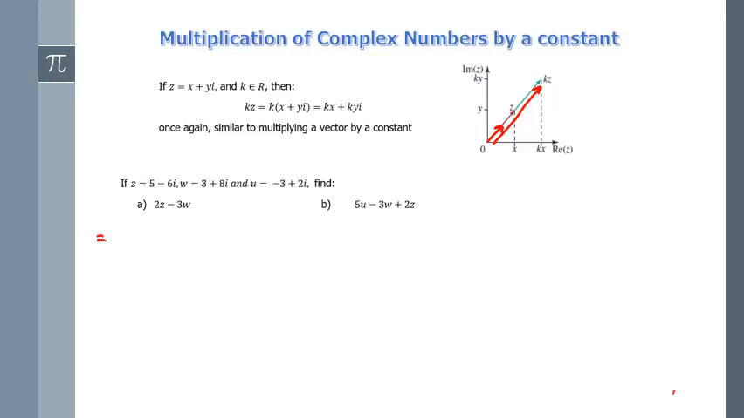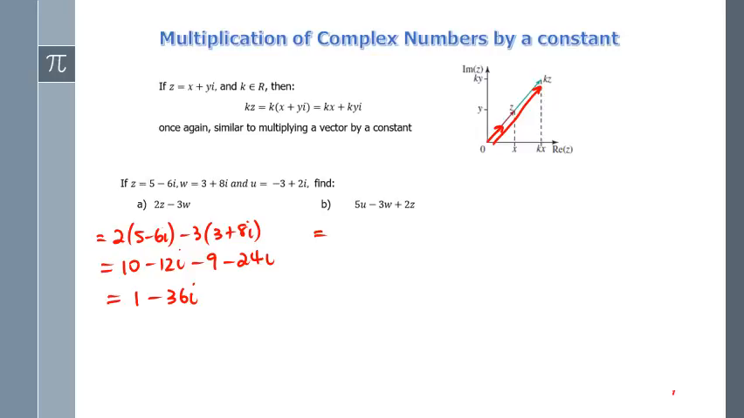So here, if I've got 2z minus 3w, I've got 2 times 5 minus 6i minus 3 times w, which is 3 plus 8i. I'm going to end up with 10 minus 12i minus 9 minus 24i. 10 minus 9 is 1, minus 36i.